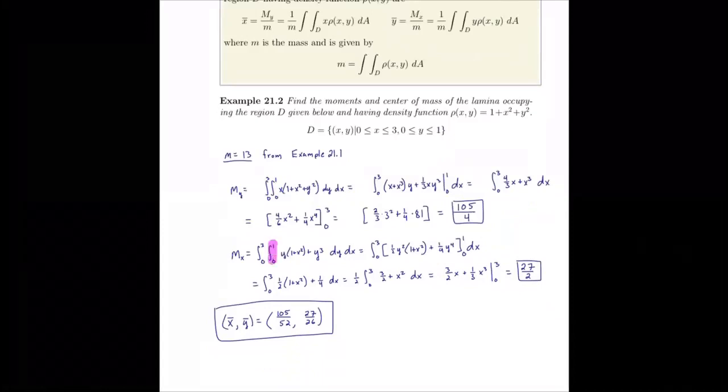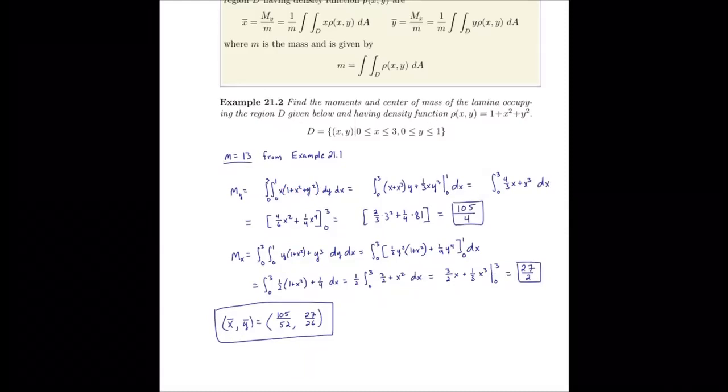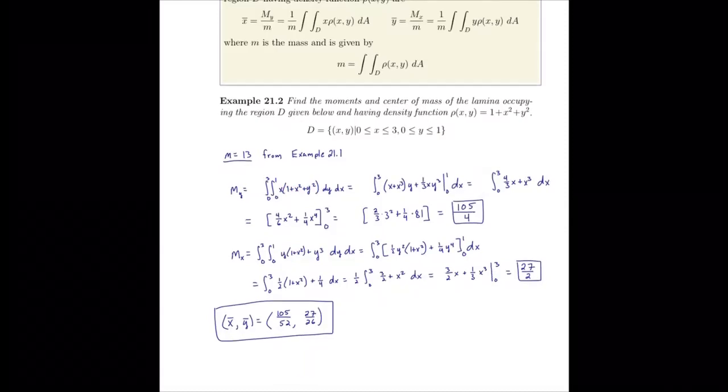Again, it looks like we integrate with respect to y first, then x, and y times this rho of xy function gives us what we've got highlighted below. Integrate with respect to y, apply limits of integration. Integrate with respect to x, apply limits of integration. And we have our value of 27 over 2 for the moment about the x-axis.